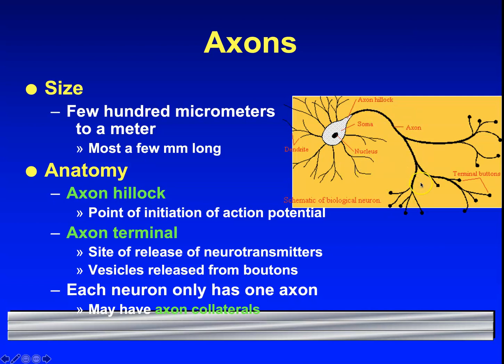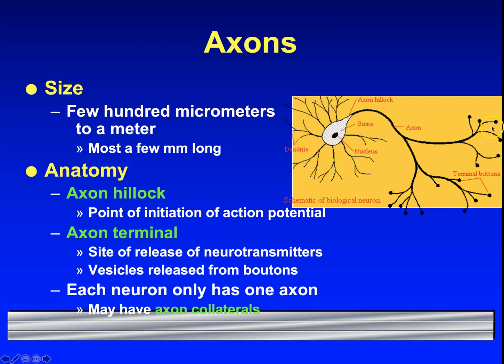And what this axon collateral does, it's pretty cool. It can feed back onto itself to modulate its own firing. So it's one axon, but sometimes they have a branch that feeds back to itself, back to the cell body, to say, okay, stop firing or increase your firing. It can modulate its own firing.